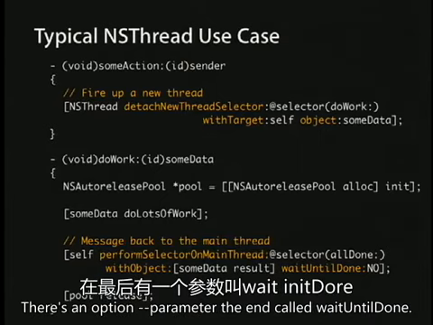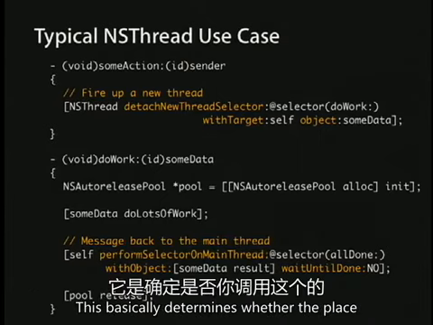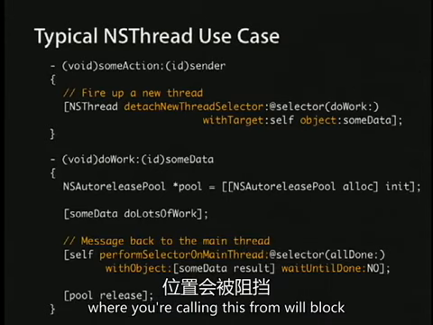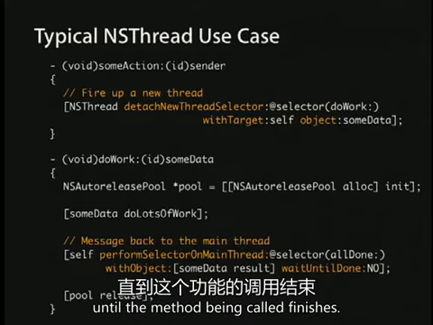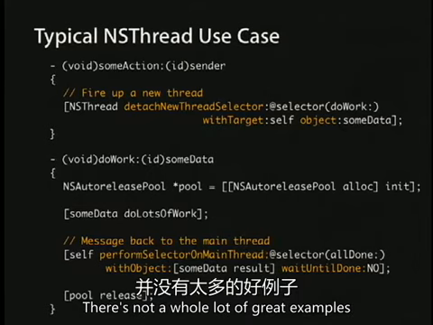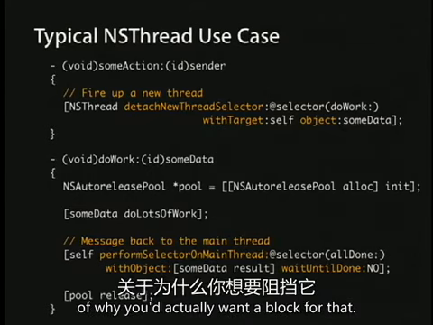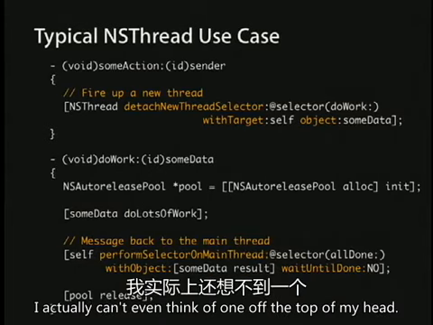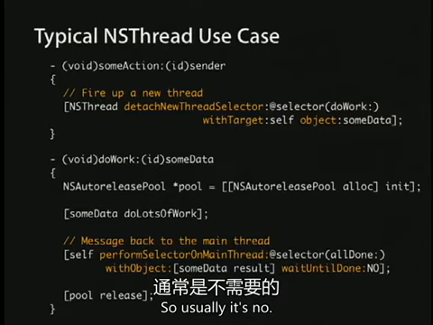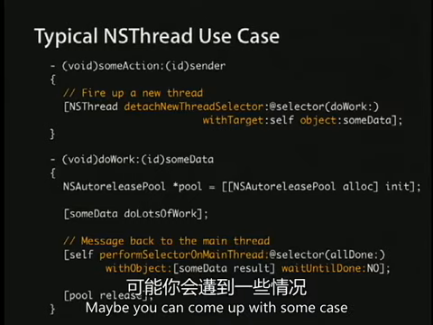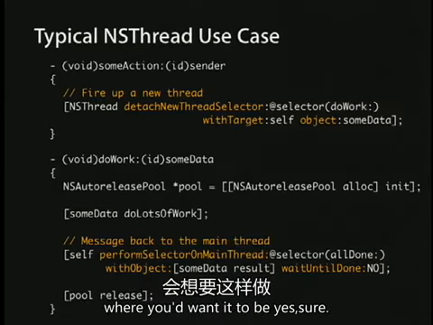There's an optional parameter at the end called waitUntilDone. This basically determines whether the place where you're calling this from will block until the method being called finishes. There's not a whole lot of great examples of why you'd actually want to block for that. I actually can't even think of one off the top of my head. So usually it's no. Maybe you can come up with some case where you'd want it to be yes.